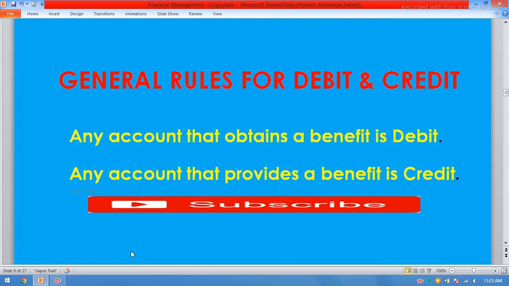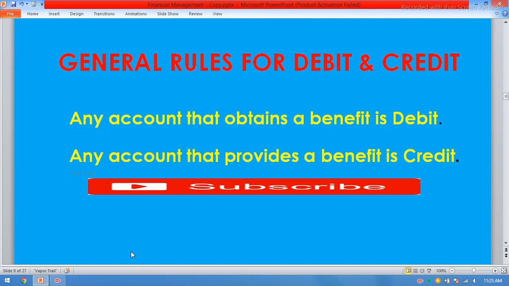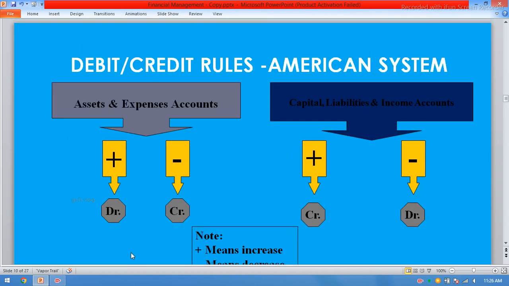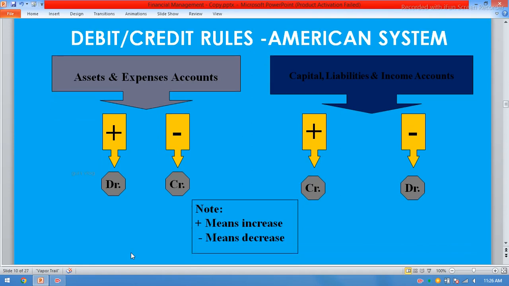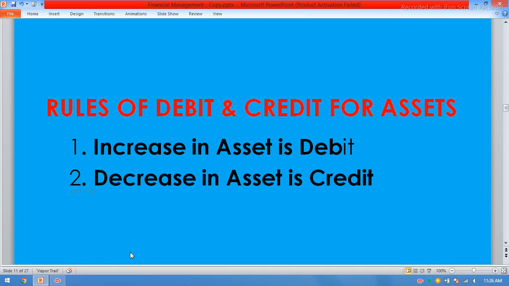General rules for debit and credit. Any account that obtains a benefit is debit. Any account that provides a benefit is credit. Rules of debit and credit for assets. Increase in asset is debit, decrease in asset is credit.